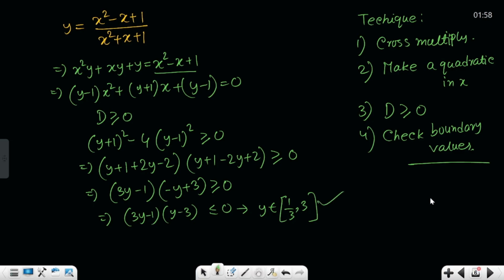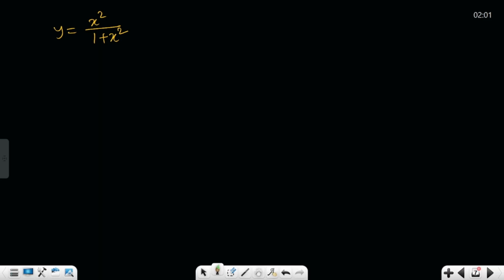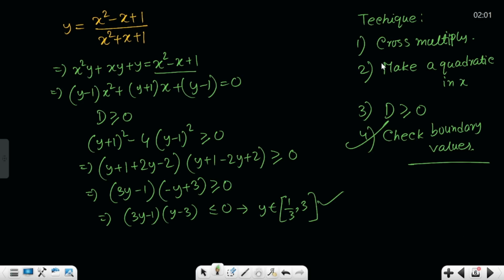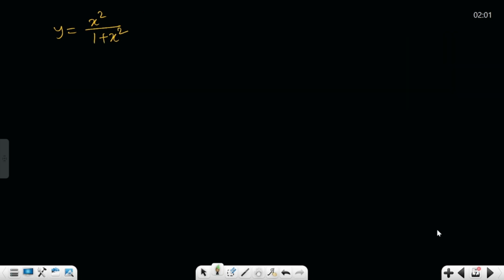But in various cases, the x square, x, all the terms will be cancelled out, resulting in some odd, wrong things. So we need to exclude that solution. Now we will do this one. Let us follow the techniques. First we will cross multiply, so let us do it.